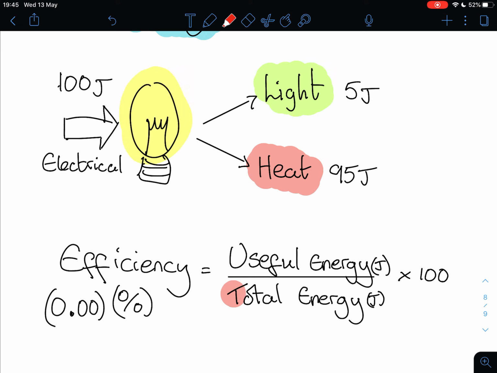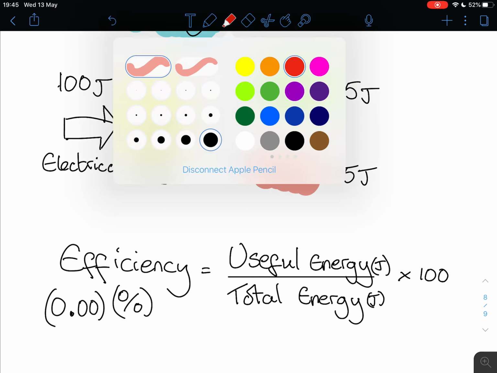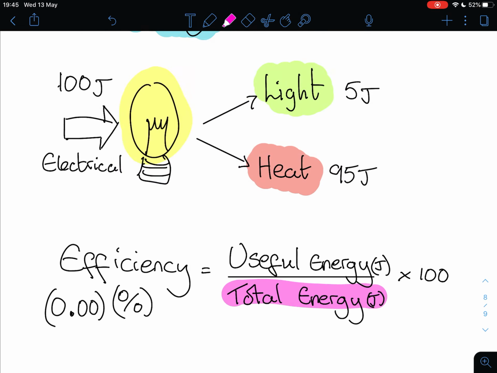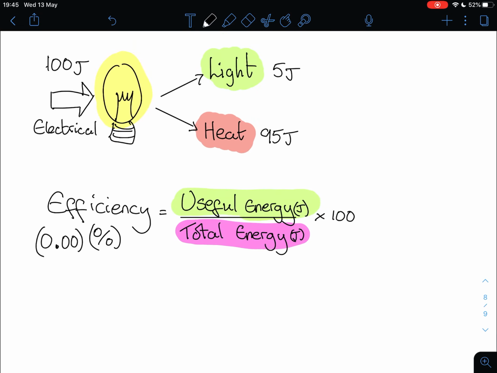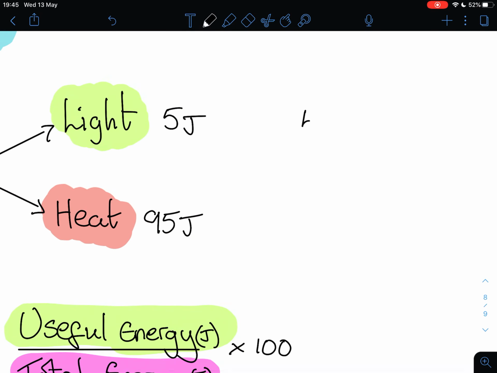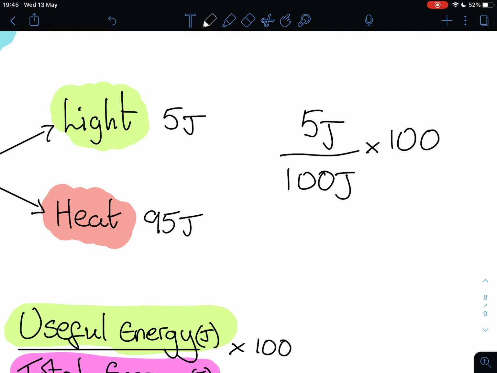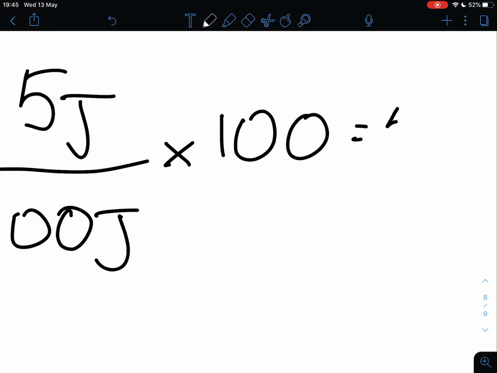I'm going to colour code them. Total was the total going in. It's neither good nor bad, so I'm going to go pink. Useful, though, was the reason you built it. Green for good. So we can see here that this light bulb had 5 joules of useful over 100 joules of total energy going in. Times it by 100, and look, they cancel out. We have here an efficiency of 5%.